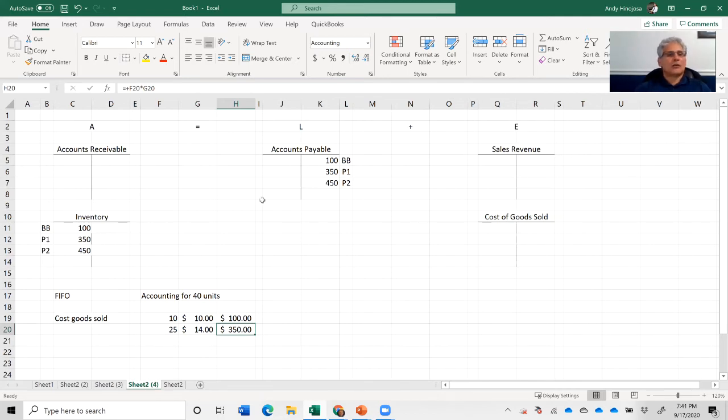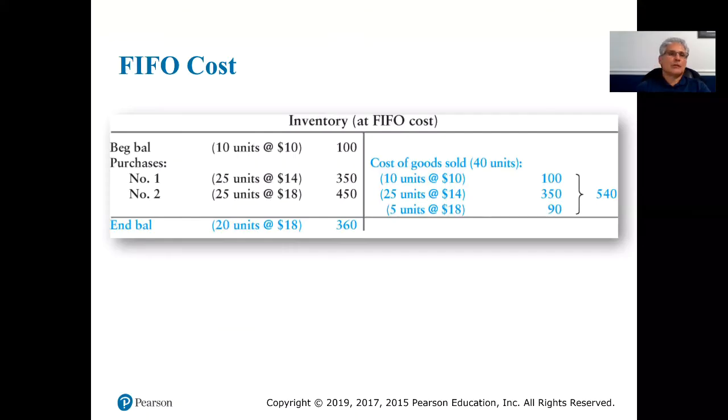So all of what we had in the beginning inventory, that was in there first, plus all of the first purchase, gone. 100 plus 350. But that's only accounting for 35 units, and we sold 40 units. So another 5 had to have been sold from where? Purchase number 2. Purchase number 2 was at $18.